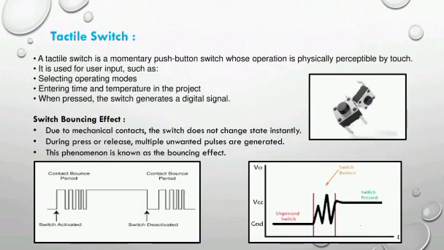A tactile switch is a momentary push button device that provides physical feedback when pressed. It is commonly used in embedded systems for user input such as mode selection and data entry. When pressed or released, the switch generates a digital signal for the controller. Due to mechanical contact behavior, the switch doesn't change state instantly and produces unwanted pulses. This effect is known as switch bouncing.